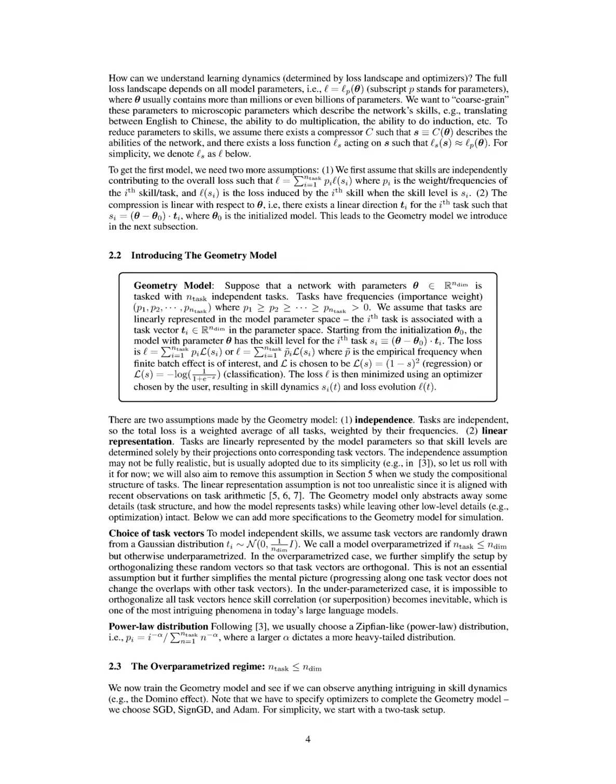The geometry model operates by making two key assumptions: independence of tasks and linear representation of tasks by model parameters. First, it assumes that the total loss is a weighted average of individual task losses, where each task contributes independently to the overall loss. Second, it posits that each task is represented linearly in the parameter space, allowing skill levels to be determined by their projections onto corresponding task vectors.